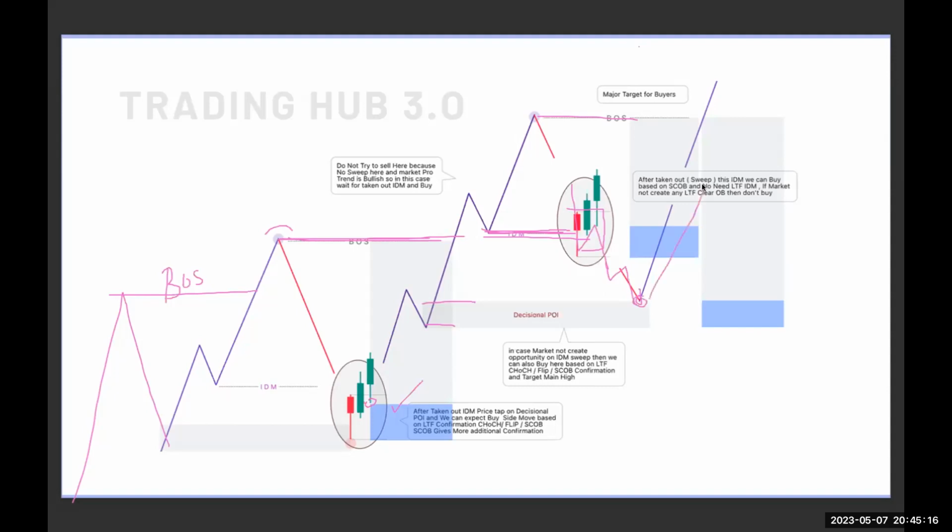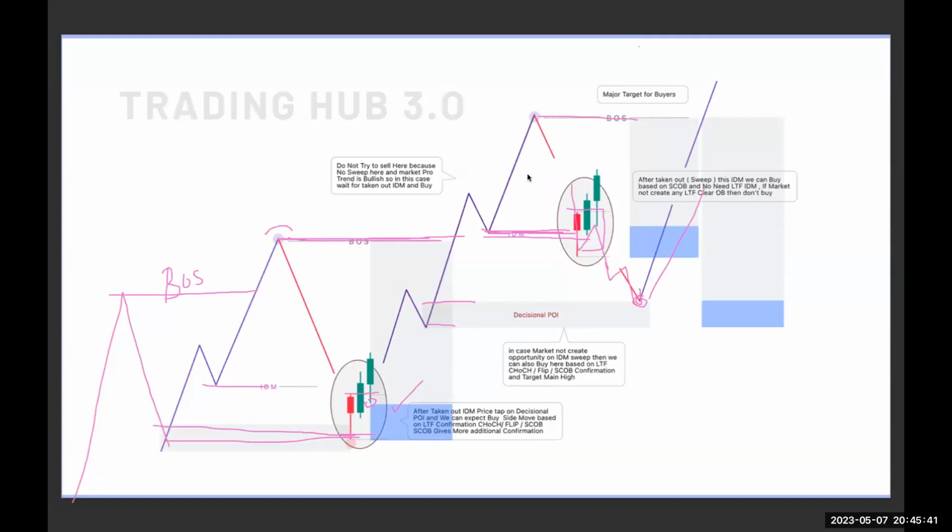So that's it in this diagram. In this diagram, you have to understand only two things. First one, if inducement is taken out and price taps on your order block, then you can buy or sell based on CHoCH and flip. But if you want additional confirmation, then you can also take it based on a single candle order block, but price must tap on an order block.